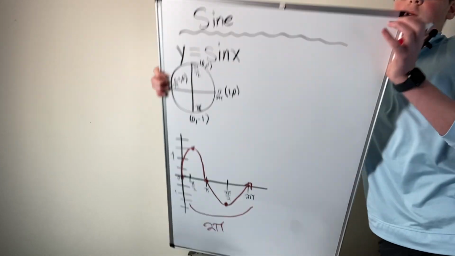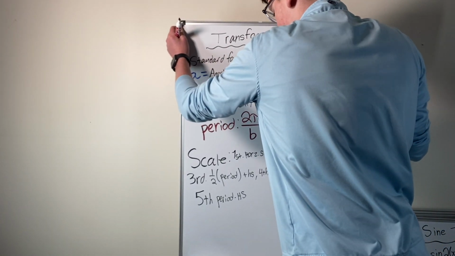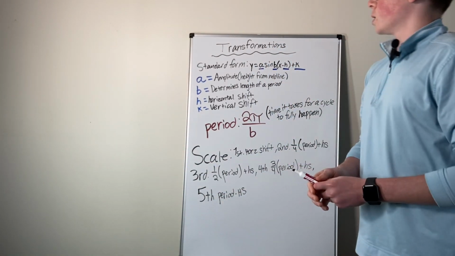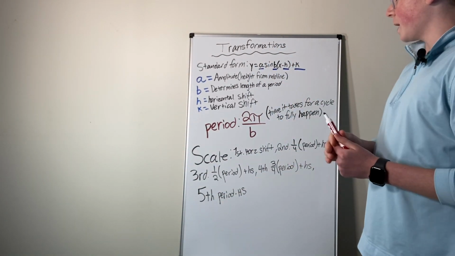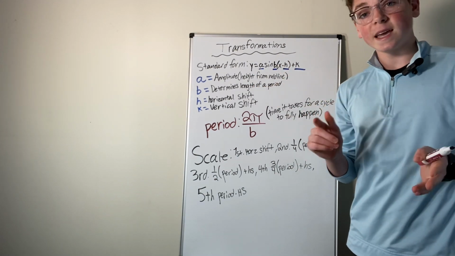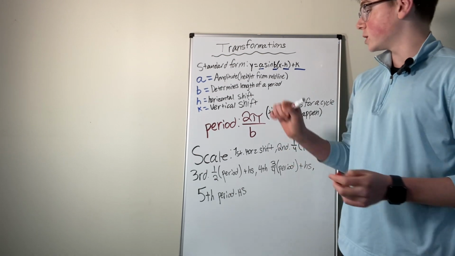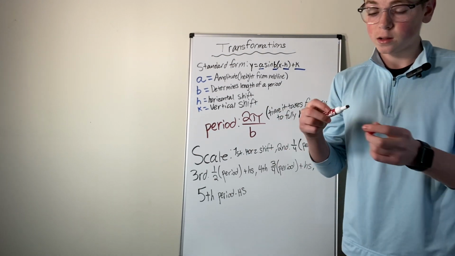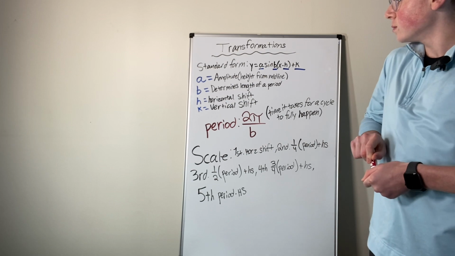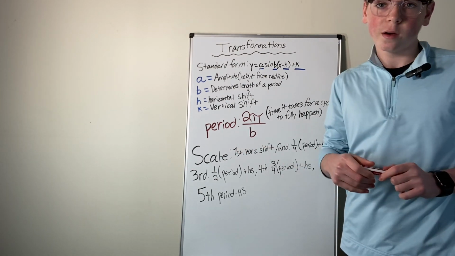Now let's talk about the transformations that can happen with transforming sine. So our standard form of sine is y equals a sine b of x minus h plus k. So our a is our amplitude, which is our height from the midline. Then b determines our length of a period. And here you see our period is 2 pi over b.